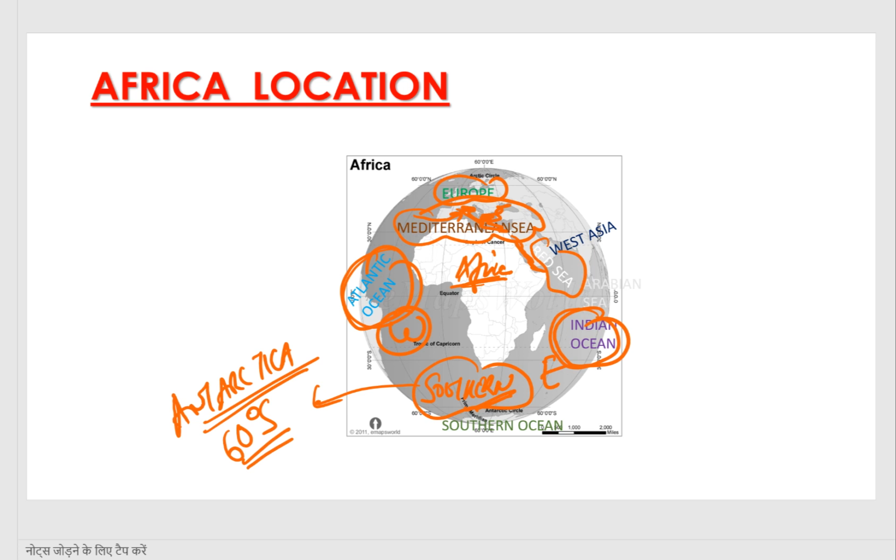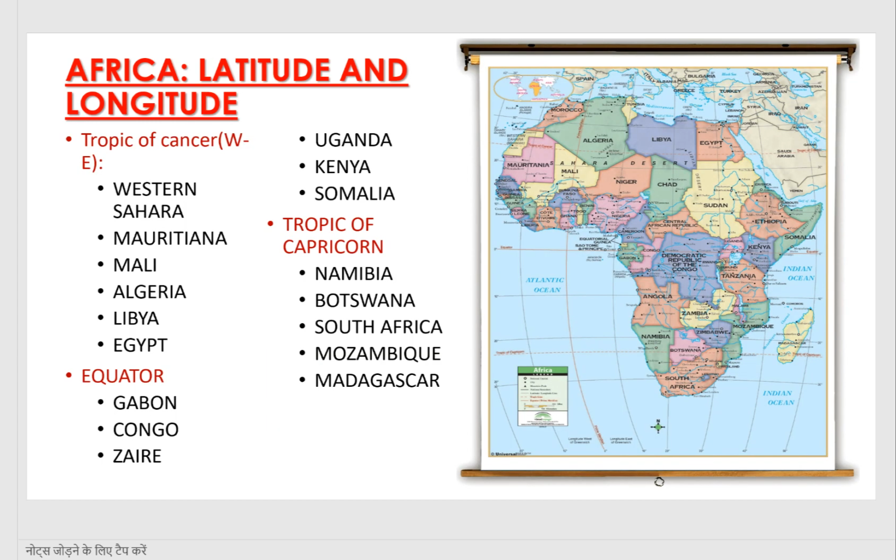Let's move ahead and see the major latitudes and longitudes cutting across Africa. Africa is the second largest continent, as I said, and it is the only continent in the whole of the world through which all the three major latitudes and the prime meridian pass. So, three major latitudes.